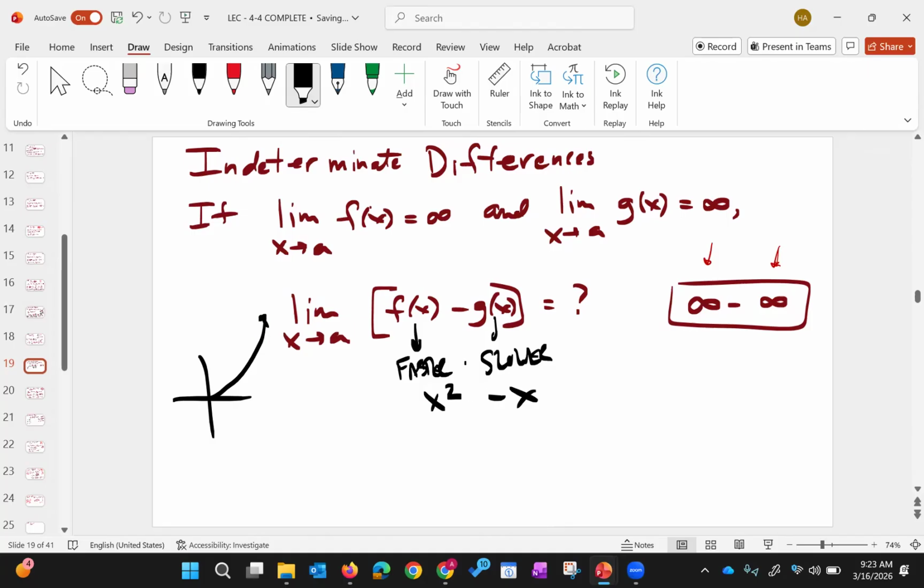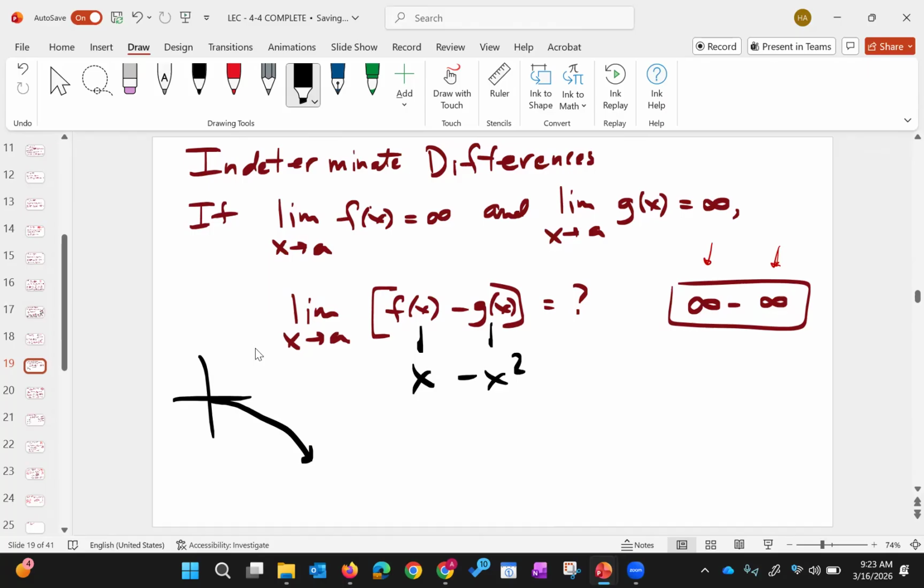All right, let's switch it around. Let's say this guy was now the faster one. This guy becomes x, this guy becomes x squared. Where are we going now? Yeah, instead of going up, it's probably going to go down like this, right?